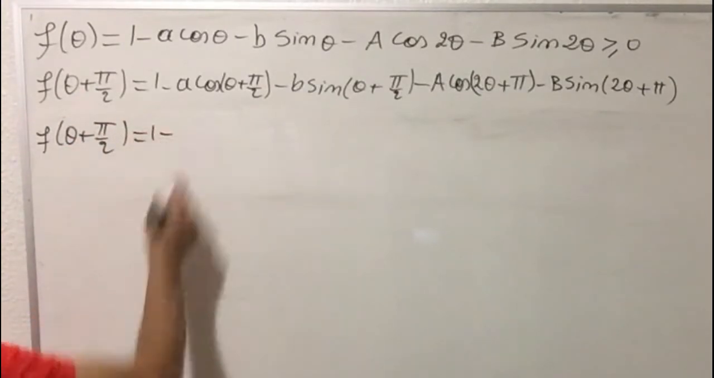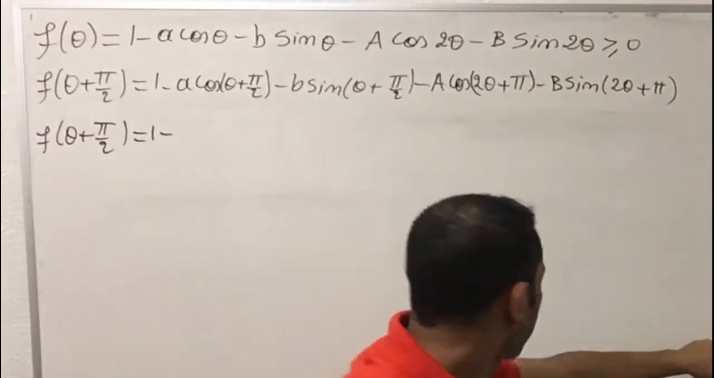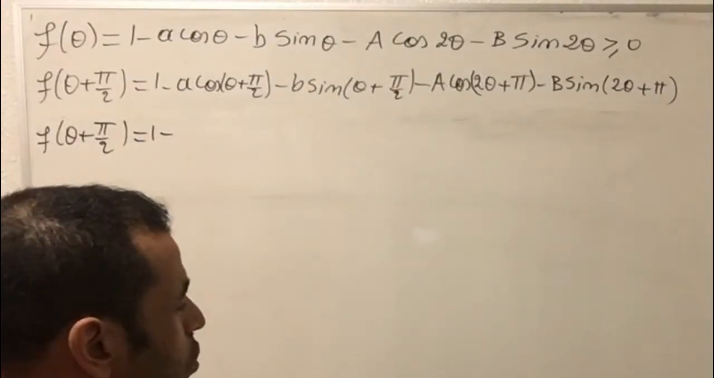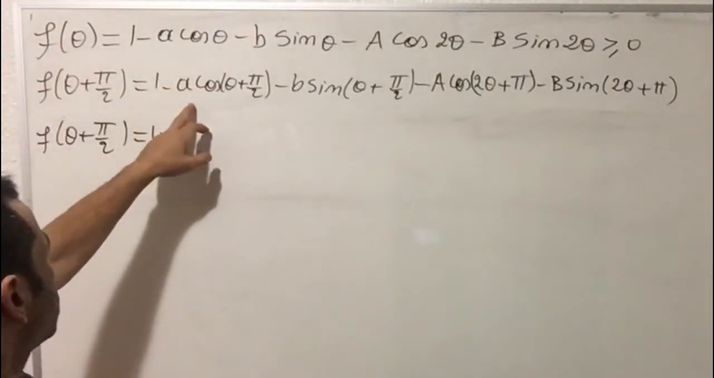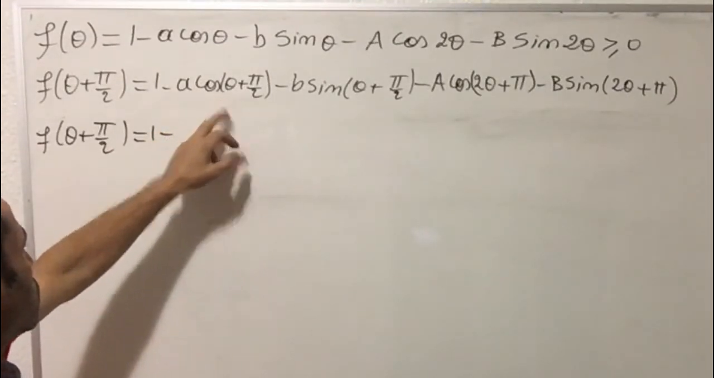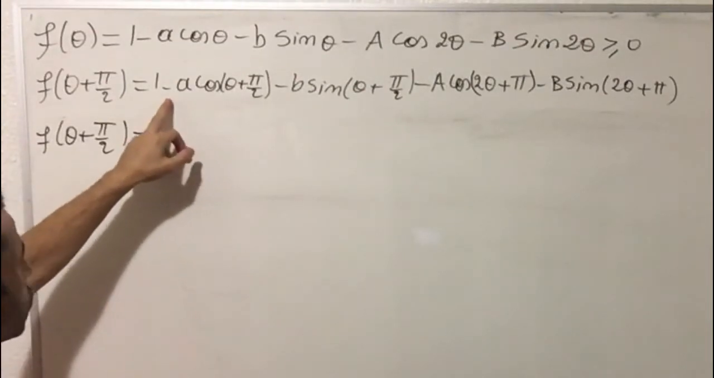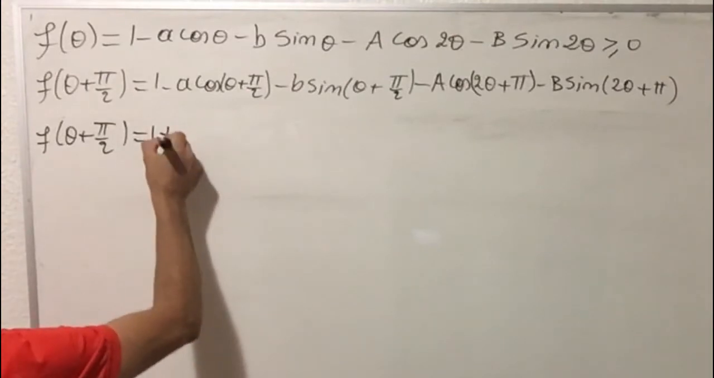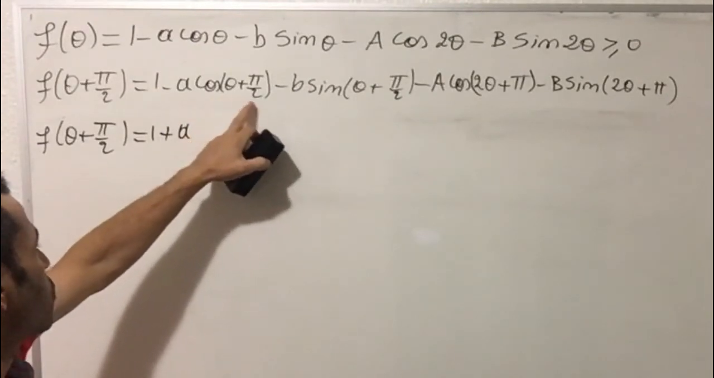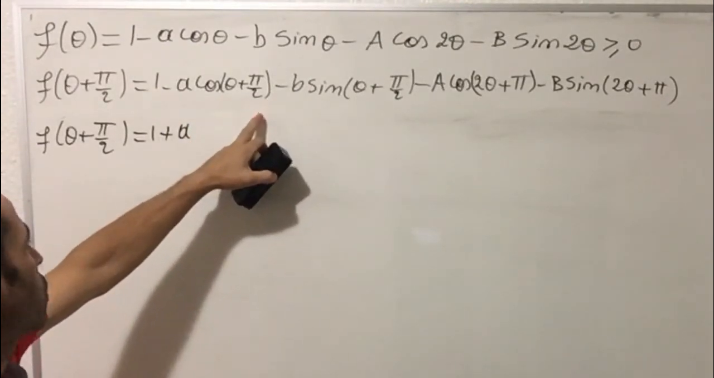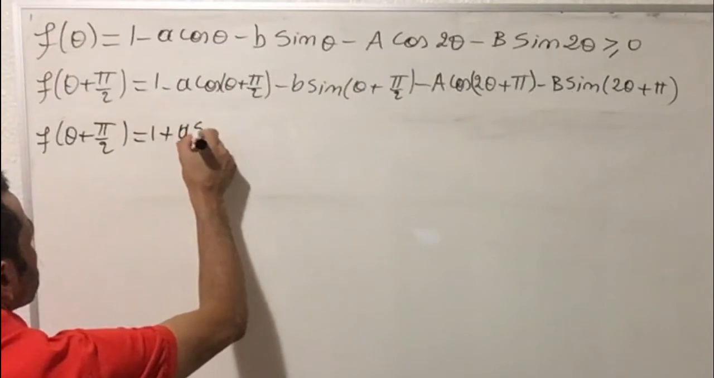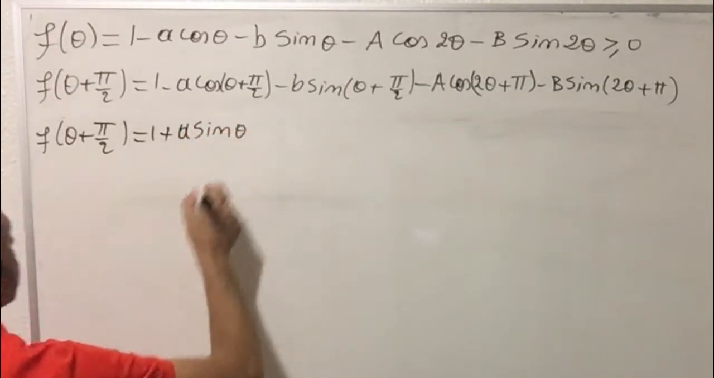So as you see here, I'm going to apply the first identity. We have cosine theta plus phi, which is cosine theta multiplied by cosine phi minus sine theta multiplied by sine phi. So this one, I will have cosine theta multiplied by cosine pi over 2, which is 0, okay? With a minus sign, as you see here, it becomes plus. Okay, I will have the other one, sine theta multiplied by sine pi over 2. Sine pi over 2 is number 1. So sine pi over 2 equal to 1. So I will have 1 plus a sine theta. Okay.